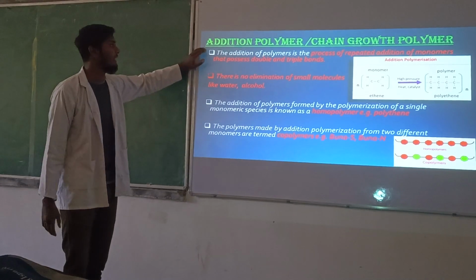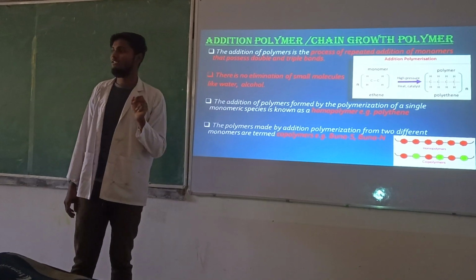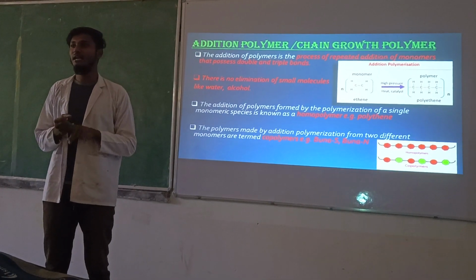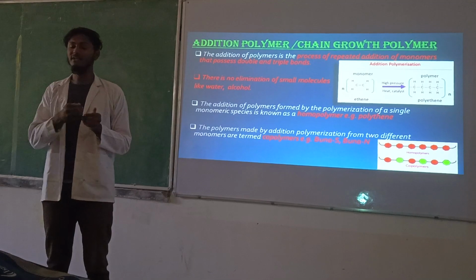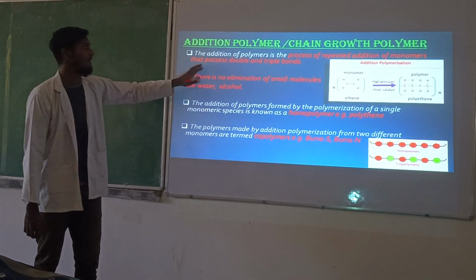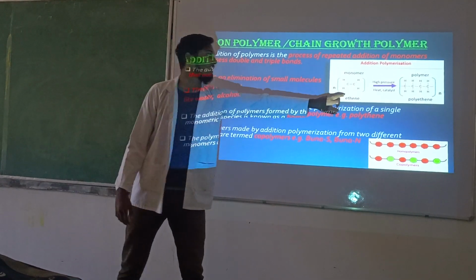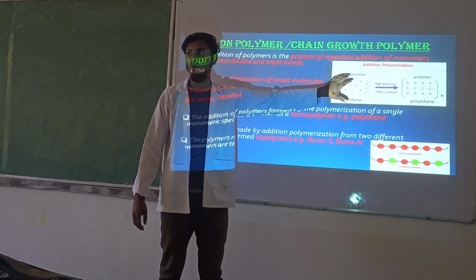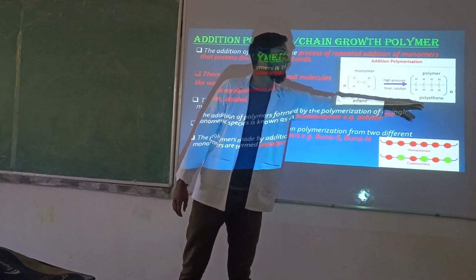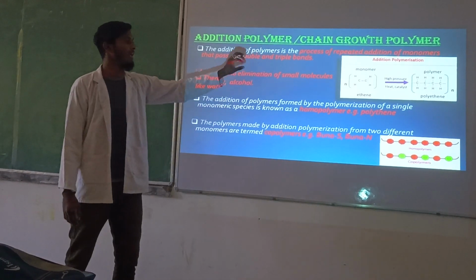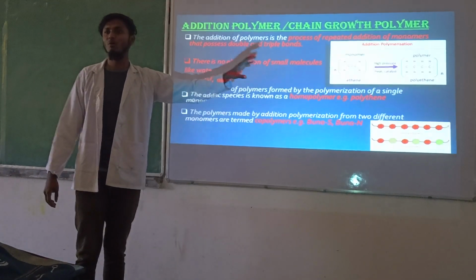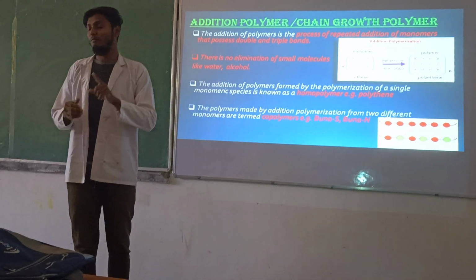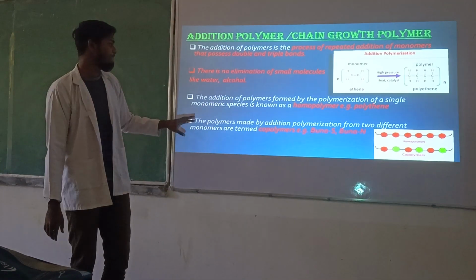Now let's move forward and see the classification based on polymerization. Two types of polymerization are involved: addition and condensation. In addition polymerization, there is repeated addition of monomers, with double or triple bonds. We can see ethene, which has a double bond, and when n numbers of ethene are used as monomer, polymerization forms polythene. In addition polymerization there is no elimination of small molecules like water or alcohol. In condensation polymerization, the elimination of molecules like water and alcohol takes place.